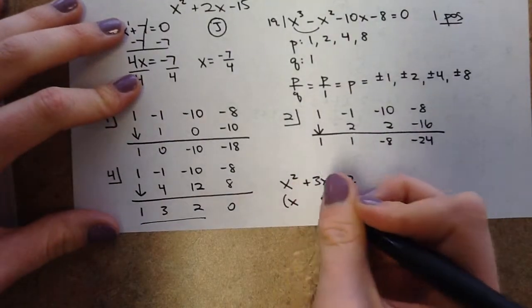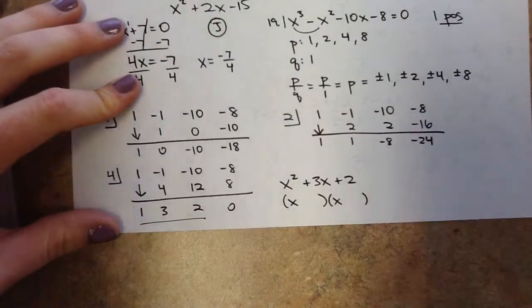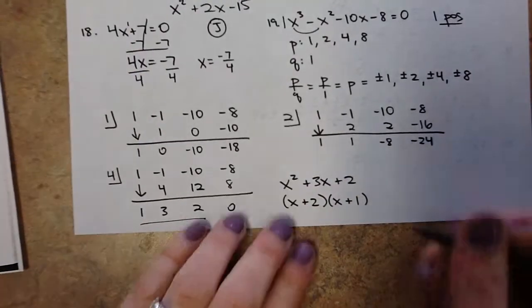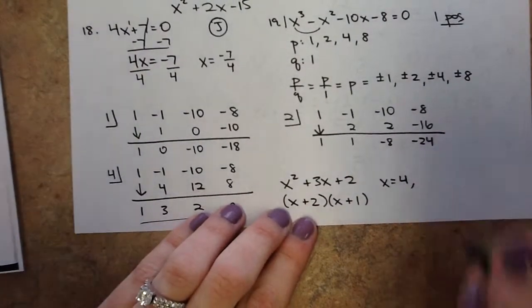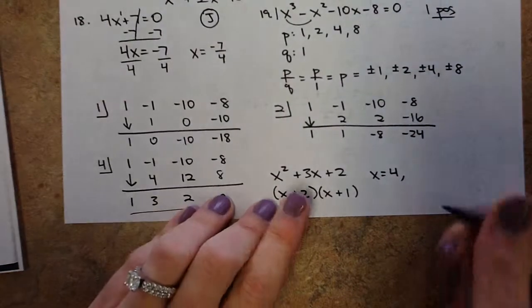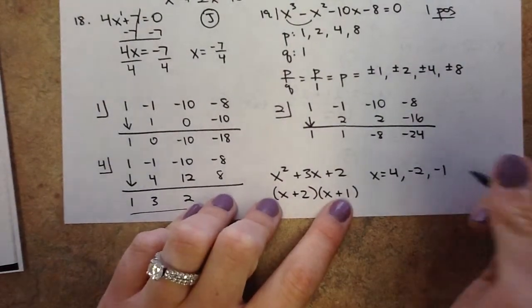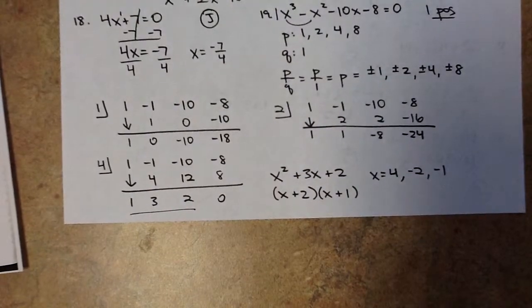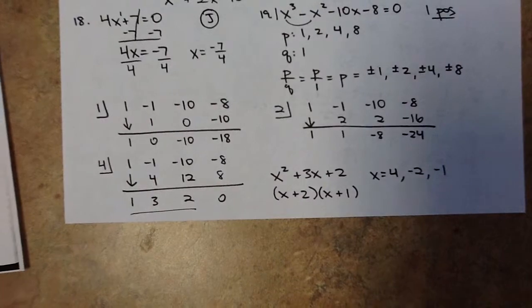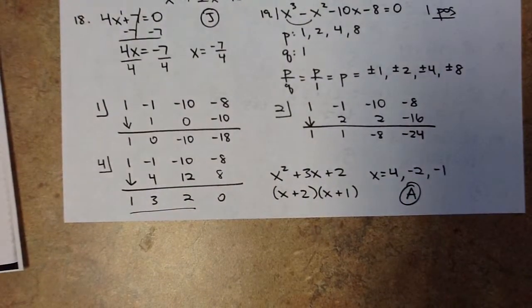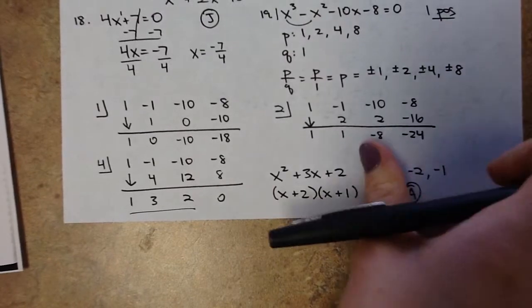So what multiplies to 2 and adds to 3? That would be plus 2 plus 1. So my answers are the 4 that I found using synthetic substitution, and then when I solve this I get -2, and when I solve this I get -1. So those are my 3 answers. The way the multiple choice is worded is what is not a root, and that would be letter A. +1 is not one of the roots.